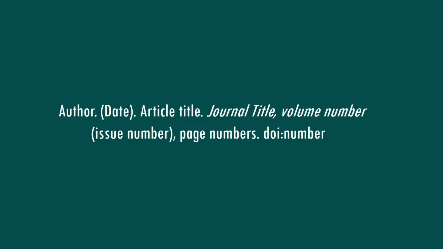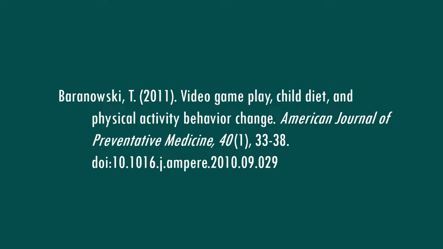With these elements, you are able to build a complete APA citation. The elements are author, date, article title, journal title, volume number, issue number, page number, and, if necessary, a DOI. Here is a completed citation. APA style also requires your reference list to have hanging indents. We have a separate video that quickly explains how to format hanging indents in Word.